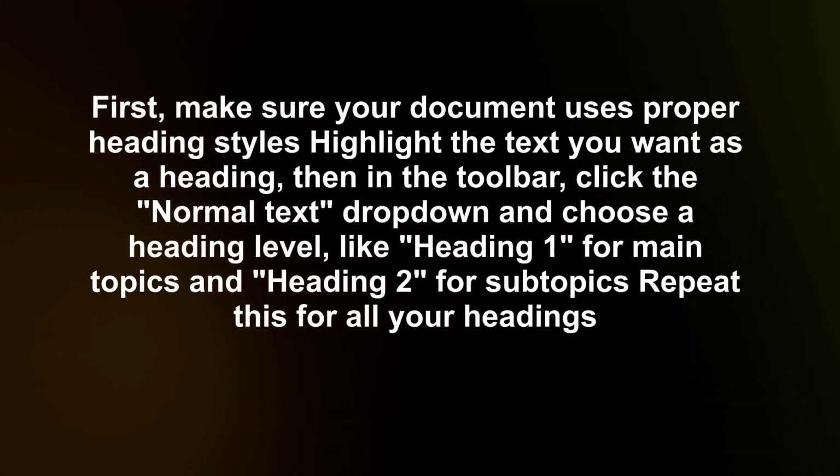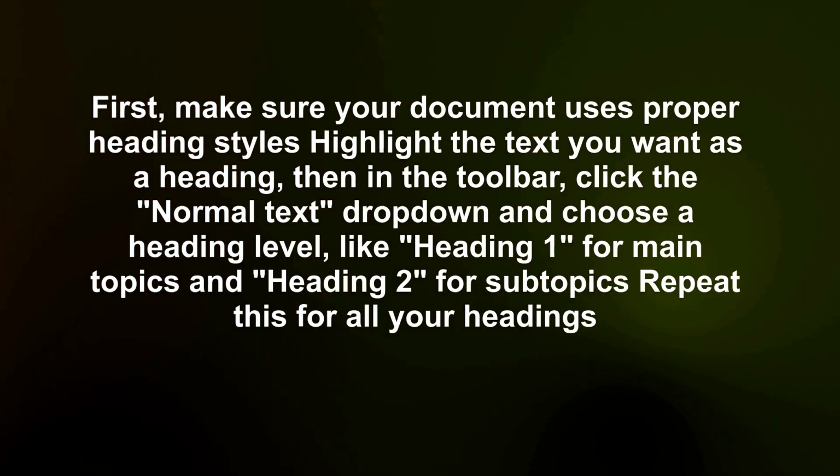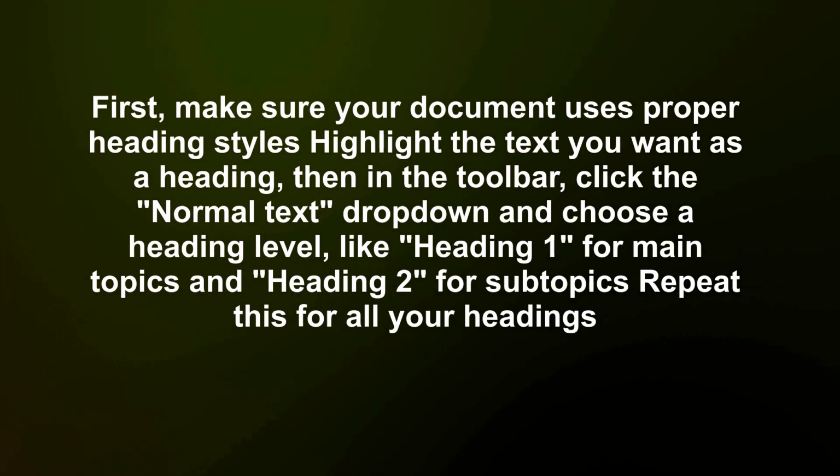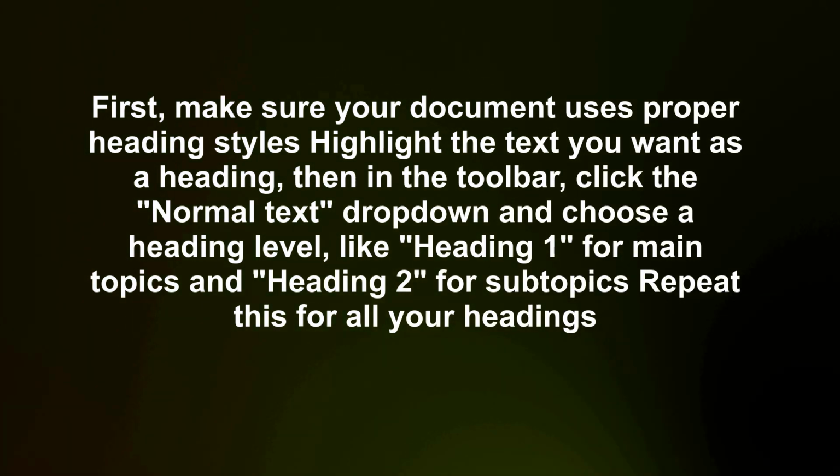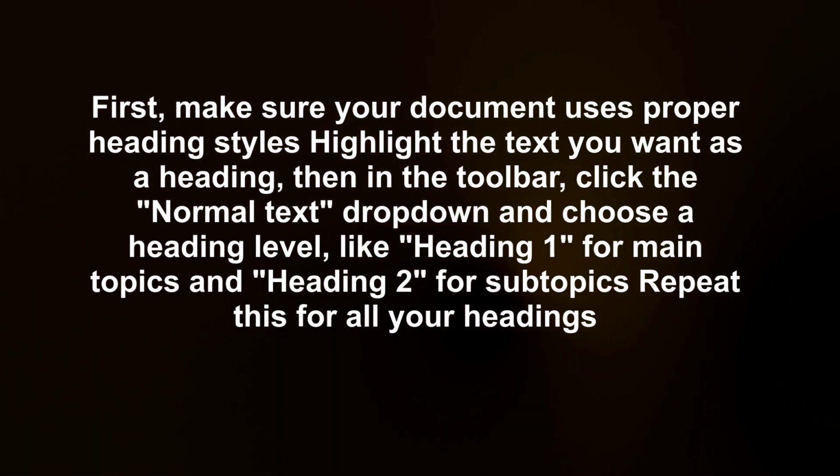Highlight the text you want as a heading. Then in the toolbar, click the normal text drop-down and choose a heading level, like heading 1 for main topics and heading 2 for subtopics. Repeat this for all your headings.